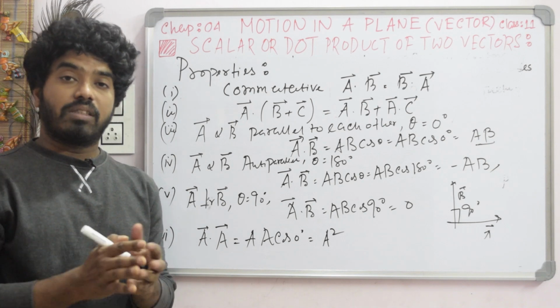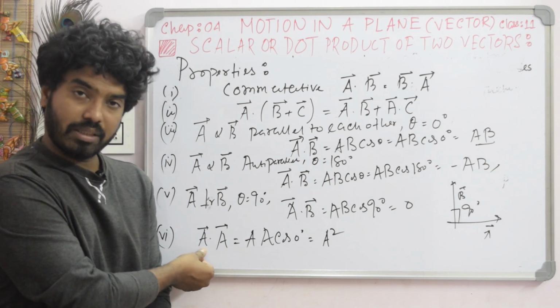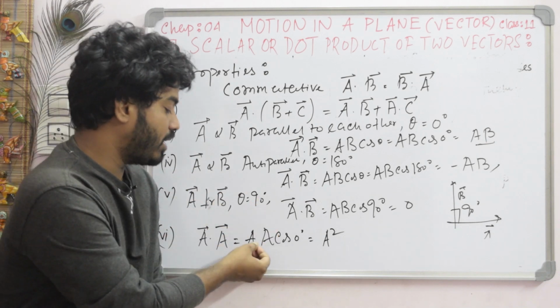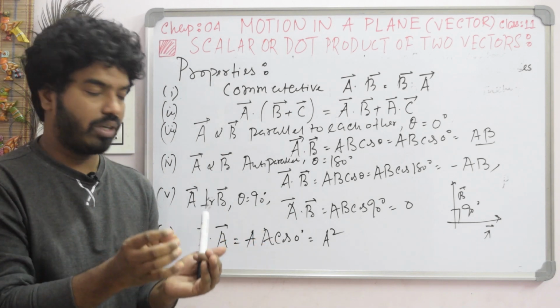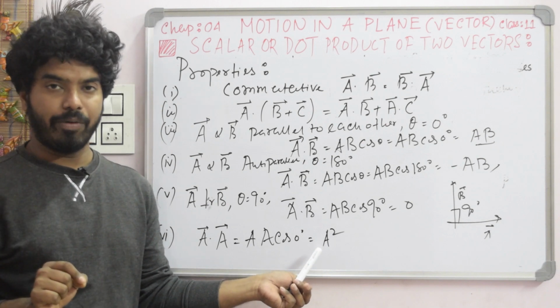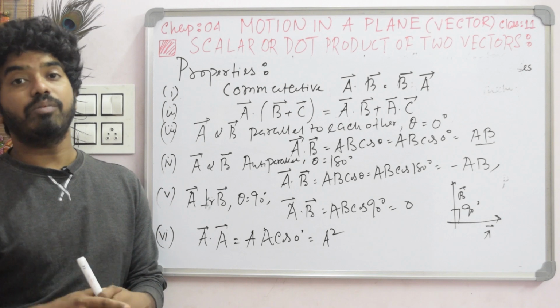So, the scalar product of a vector with itself, suppose A with itself, that answer gives A A cos 0. Why 0? Because the vector is the same, the angle is 0 degrees. So this one gives the square of the magnitude of that vector. Okay. So, these are our properties of the scalar product of two vectors.